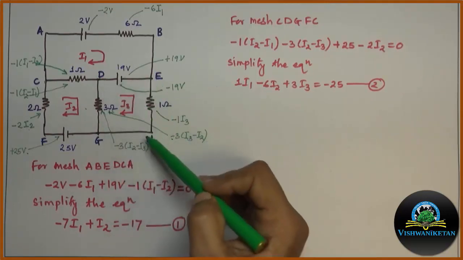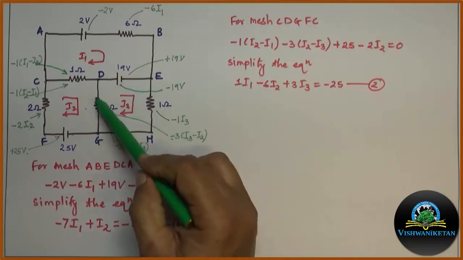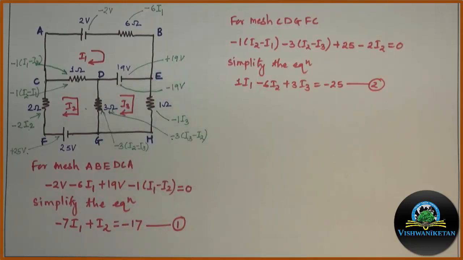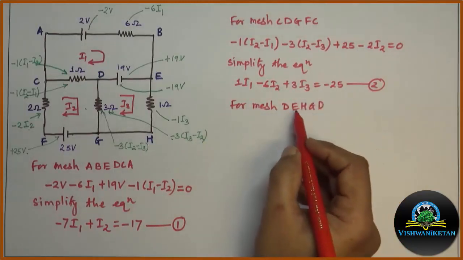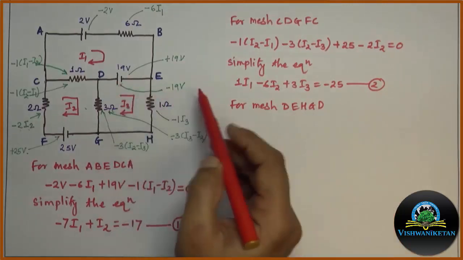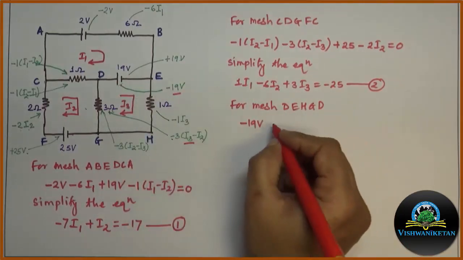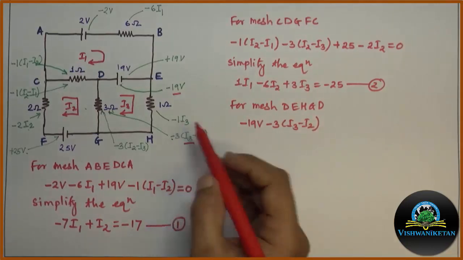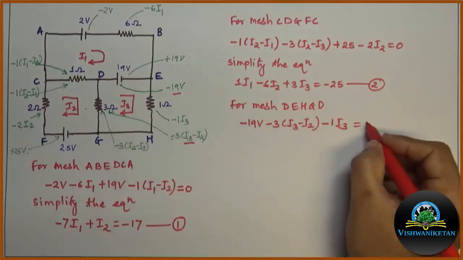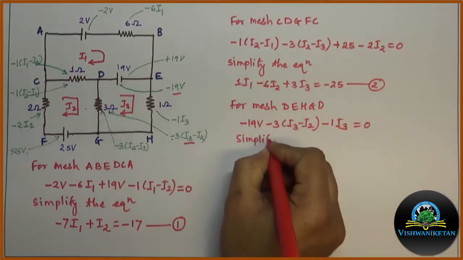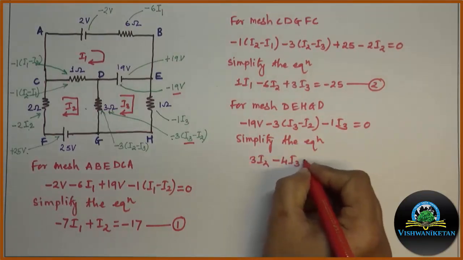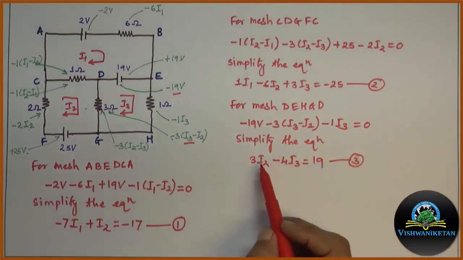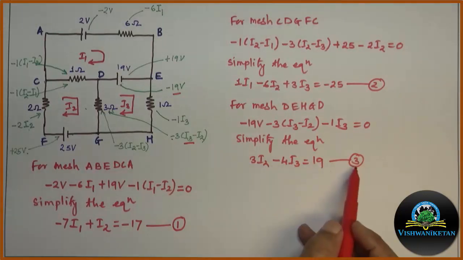Now for D, E, H, G, D, we got all the elements' voltage drops. So we will put them into the equation for loop D, E, G, H, D. The first element is minus 19 volt. Then next minus 3 I3 minus I2. Then we have minus 1 I3 is equal to 0. Simplifying the equation, after simplifying we get the equation plus 3 I2 minus 4 I3 is equal to 19, equation number 3.